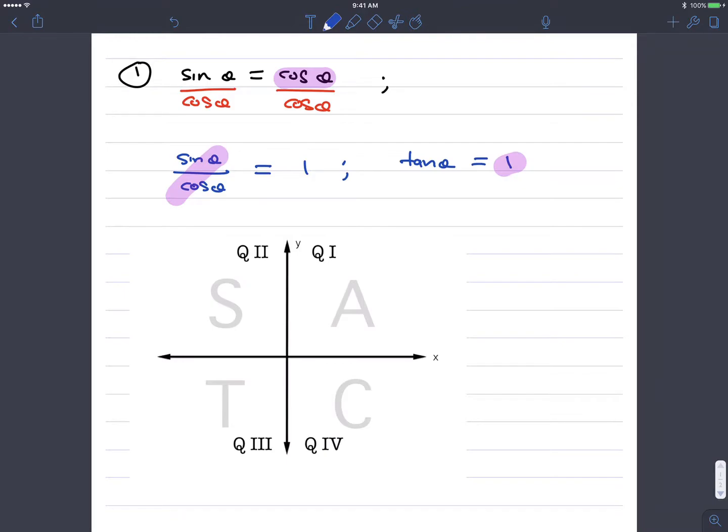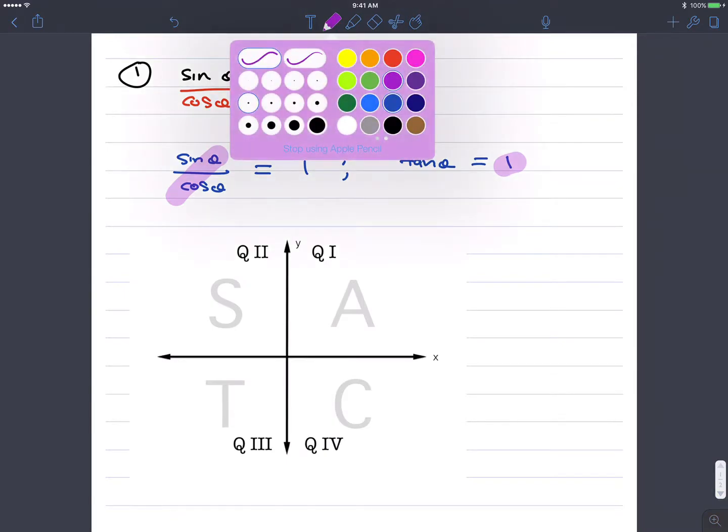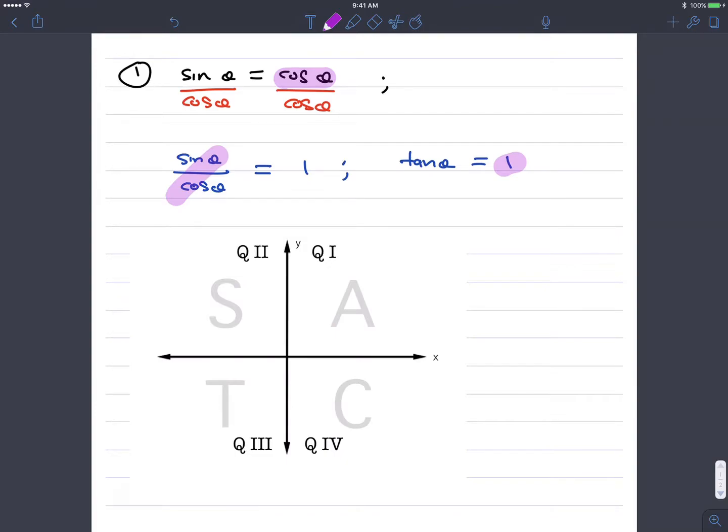All students take calculus. So like before, we need to find where tangent is positive. What quadrant is tangent positive? Quadrant 1, quadrant 3. Notice they're opposite. So today, we're going to be a little more efficient. Reference angle. So tangent theta being 1 over 1 will give us our quadrant 1 solution, or our reference angle. Okay? All right, there we go.